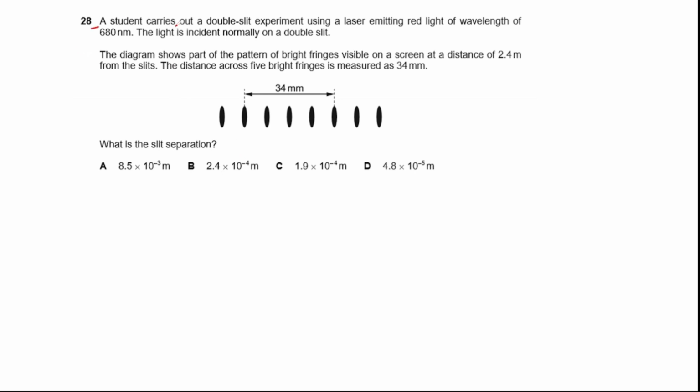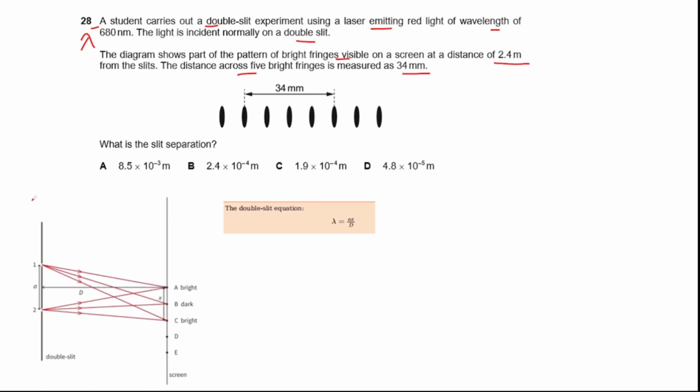Question number 28. A student carries out a double slit experiment using a laser emitting red light of wavelength 680 nanometer. The light is incident normally on a double slit. The diagram shows part of the pattern of bright fringes visible on the screen at a distance of 2.4 meter from the slits. The distance across 5 bright fringes is measured as 34 millimeter. What is the slit separation?